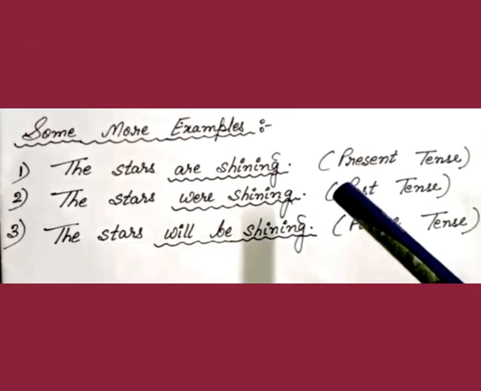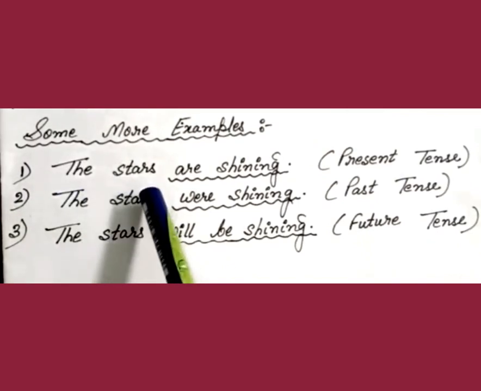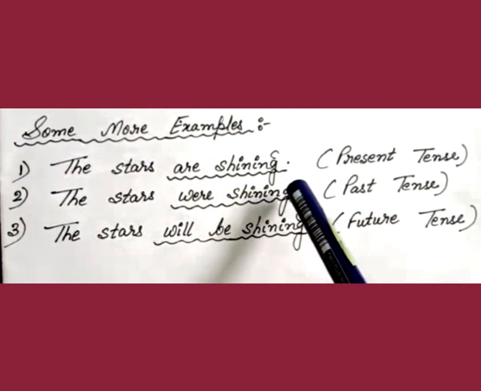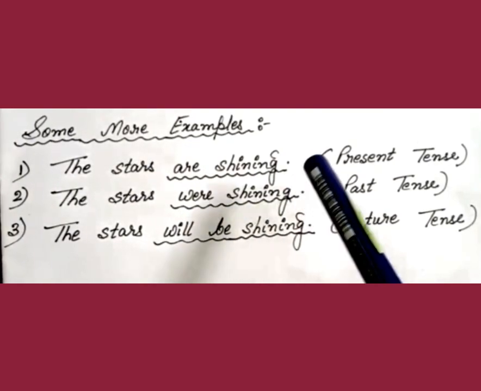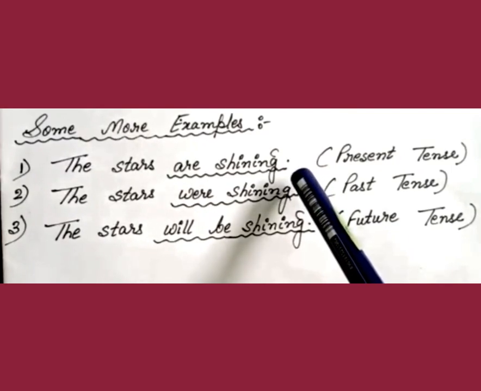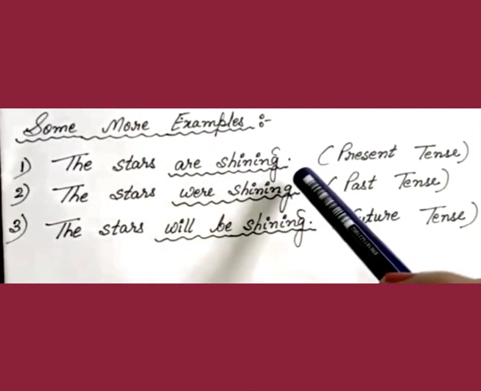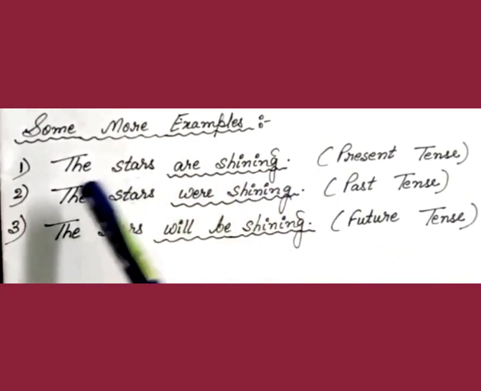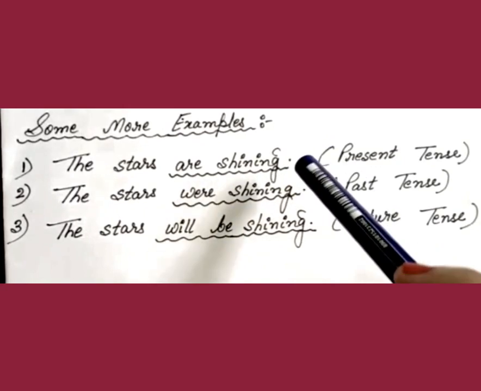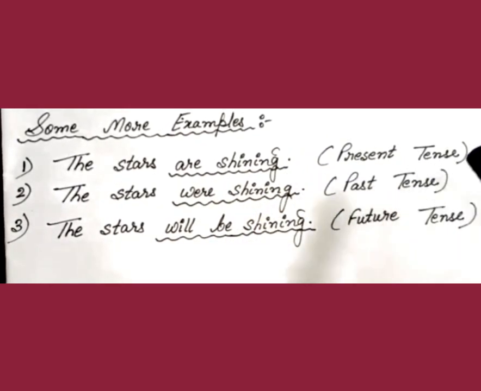We will be discussing a few more examples here. The first example, the stars are shining. The action that is referred to here is the shining of the stars. And this action is happening right now. And that's the reason why the form of a verb, are, tells you that this action is taking place now. The stars are shining right now. So, the action that is being referred to here refers to the present tense.